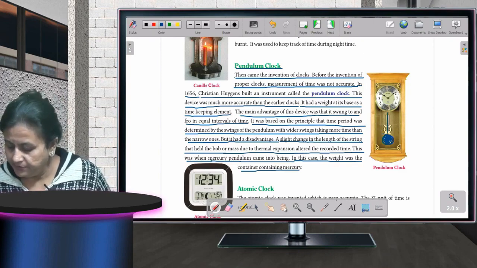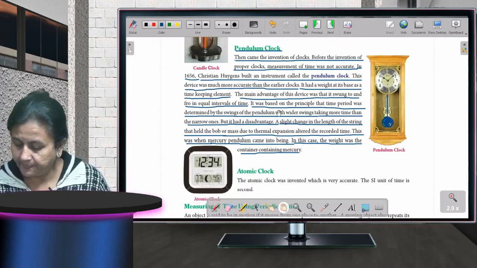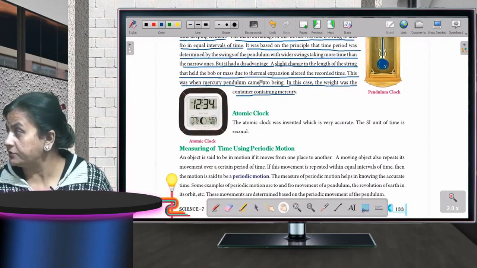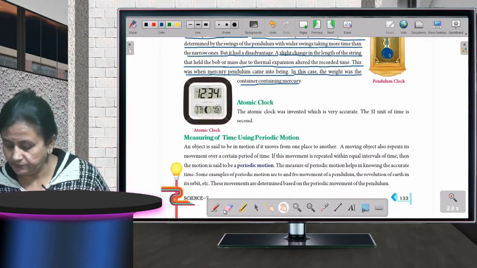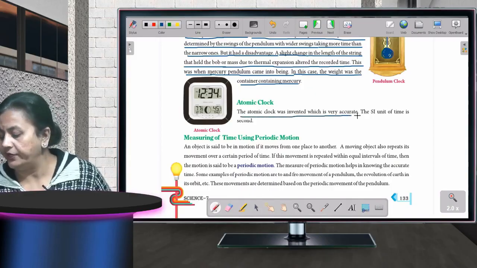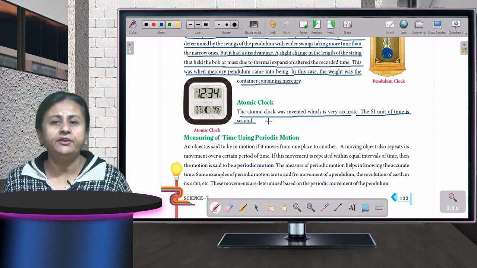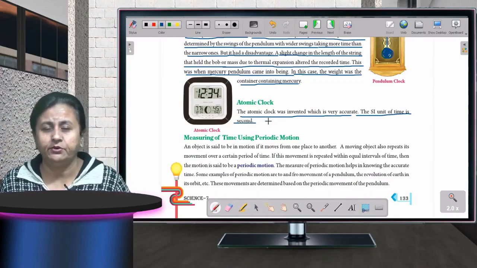Okay. Now come to the atomic clock. Can you all see on your screens also? The atomic clock was invented, which is very accurate. The SI unit of time is second, which I told you, the SI unit. Everything has got a standard unit. Okay. The standard unit of time is second.